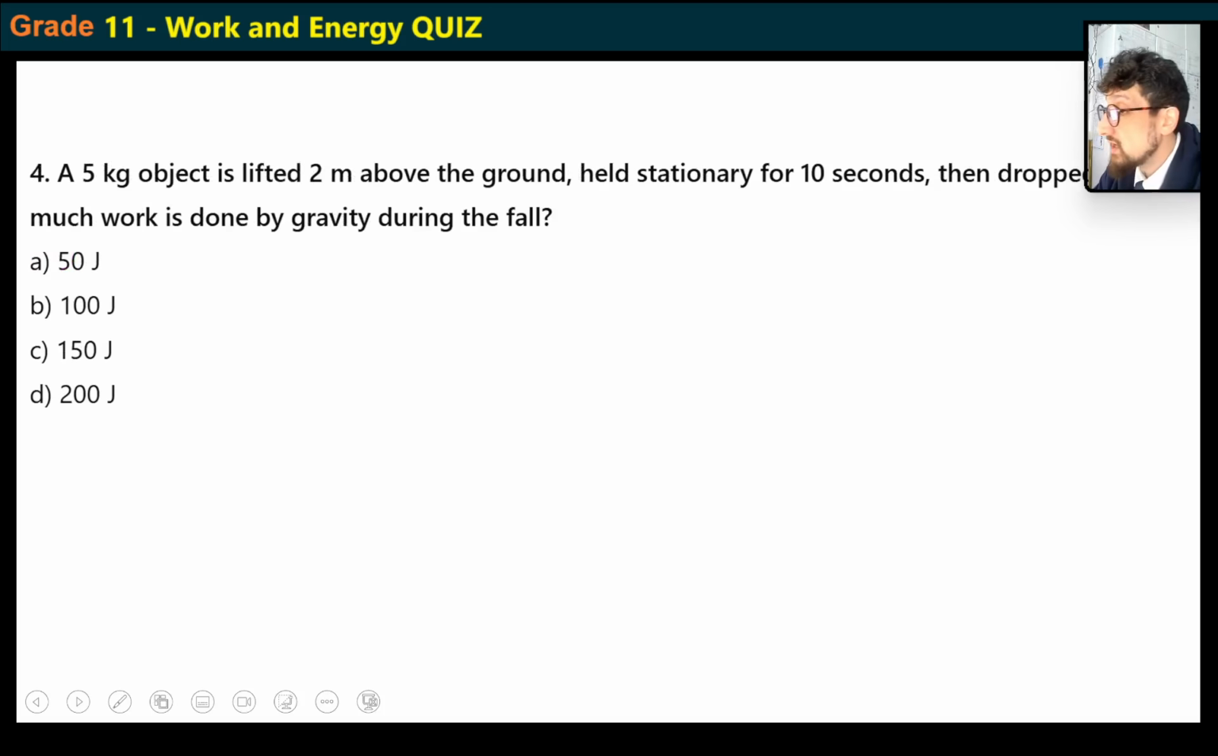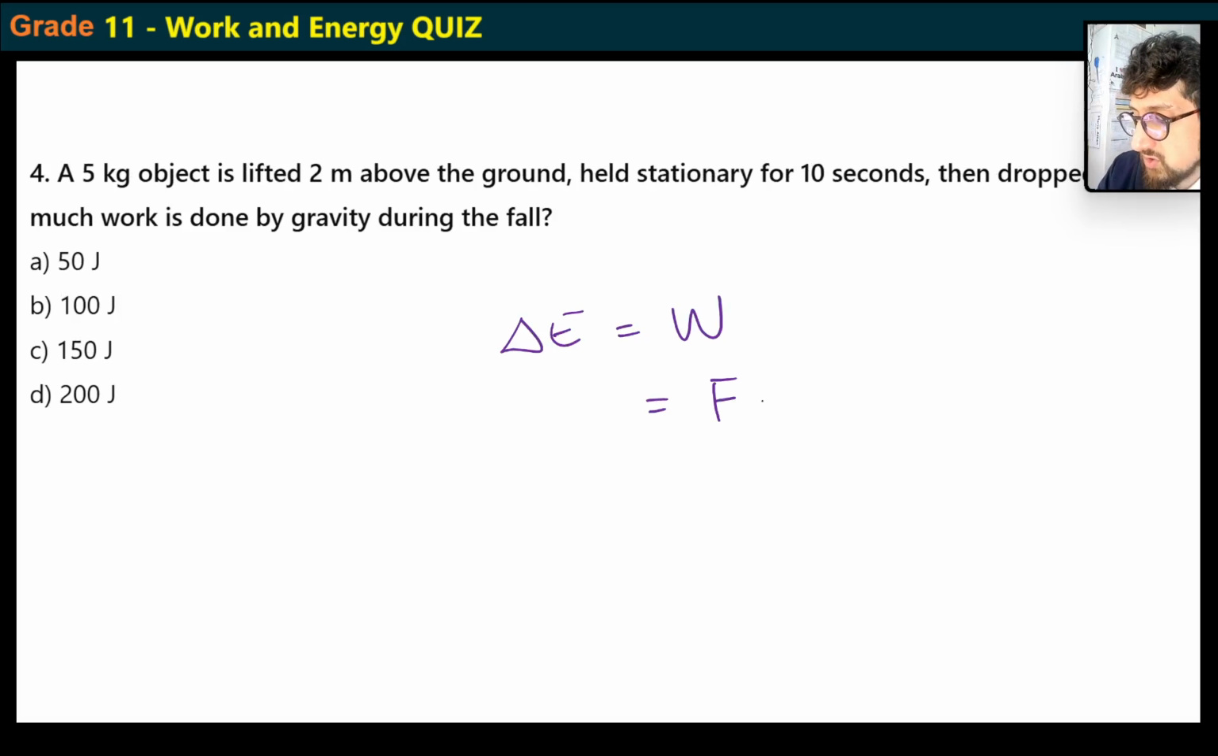A 5 kilogram object is lifted 2 meters above the ground, held stationary for 10 seconds, then dropped. How much work is done by gravity during the fall? Interesting question. We need to work out the gravitational potential energy, because the change in gravitational potential energy is equal to work. So either use force times displacement or use mgh. Either will work.